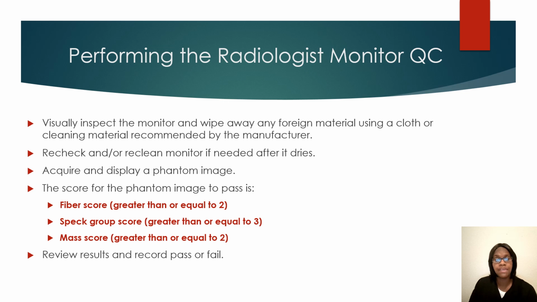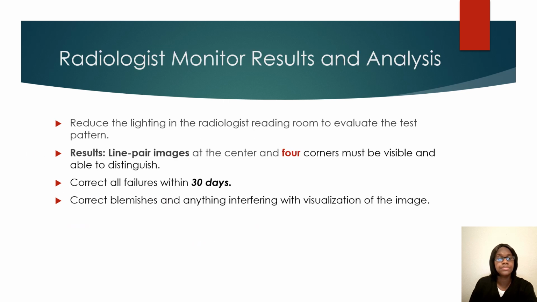Acquire and display a phantom image. The score for the phantom image to pass is a fiber score greater than or equal to 2, a speck group score greater than or equal to 3, and a mass score greater than or equal to 2. You must review the results and record it as pass or fail.